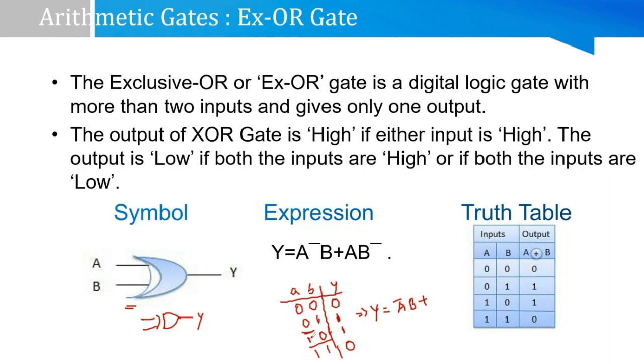And here A is 1, so this will be A, and B is 0, so this will be B bar. So here you can see the expression as A bar B plus A B bar.